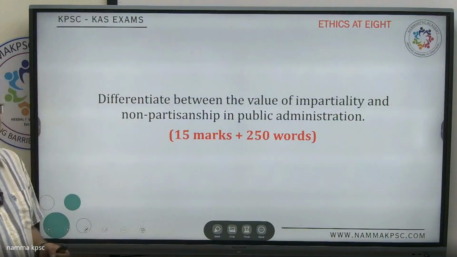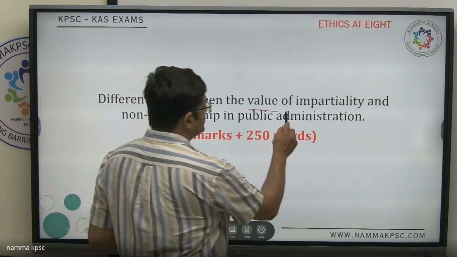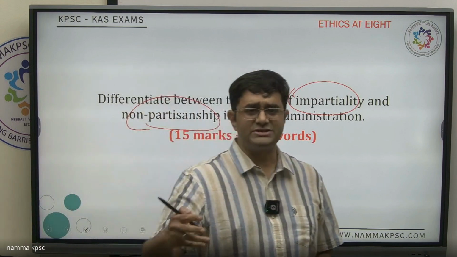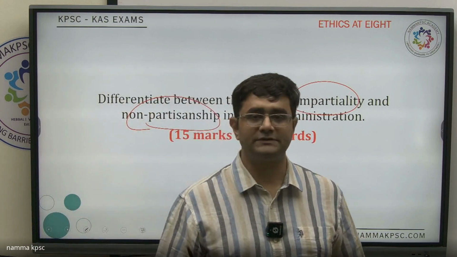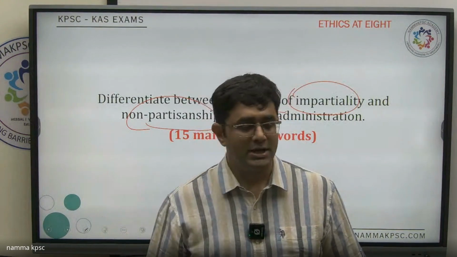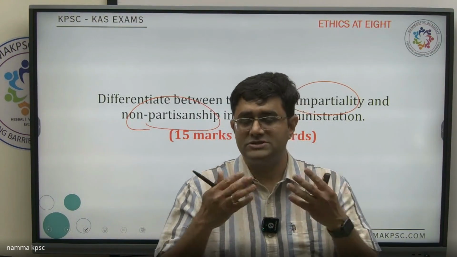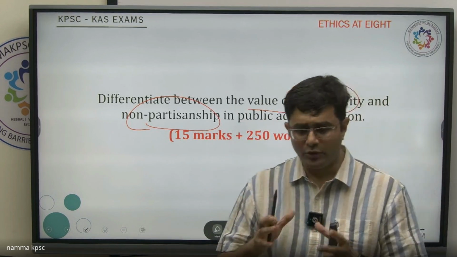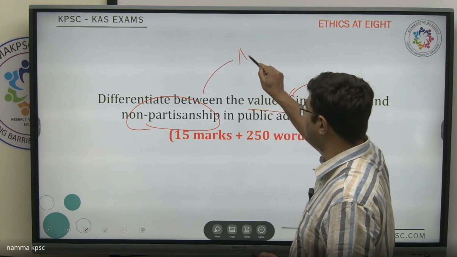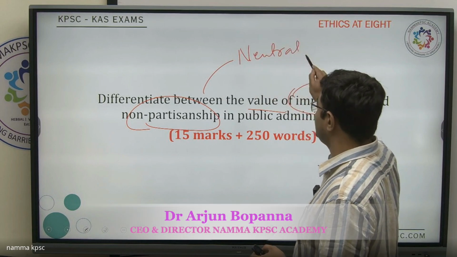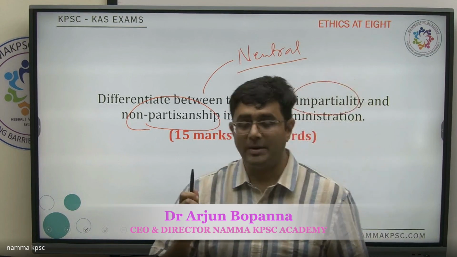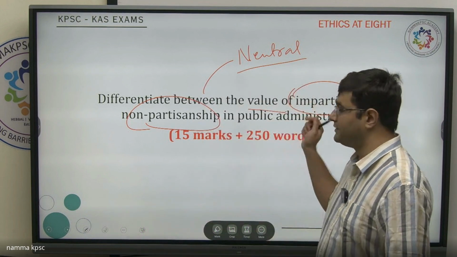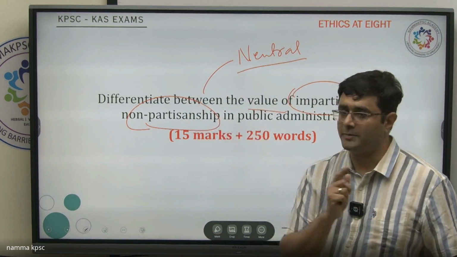Today's question is: differentiate between the values of impartiality and non-partisanship in public administration. This is again directly from the syllabus. The syllabus talks about the various values in public administration. One of the values is impartiality, the other is non-partisanship. Both these values ensure neutrality. Being neutral is an important principle that a public administrator should follow. So in order to be neutral, he should have the value of impartiality and the value of non-partisanship.